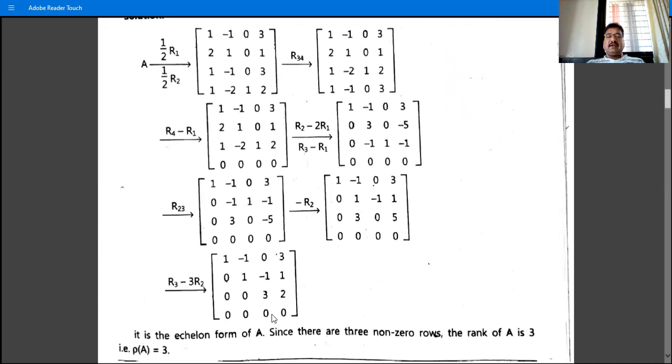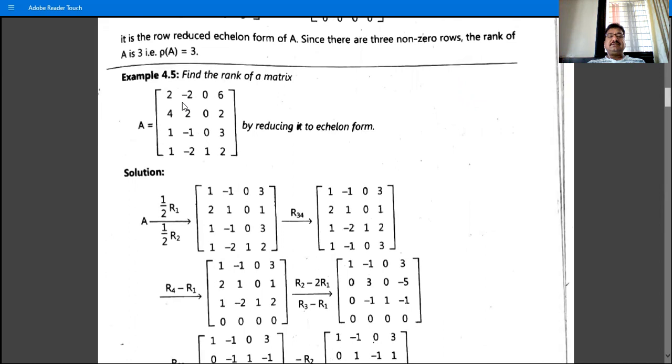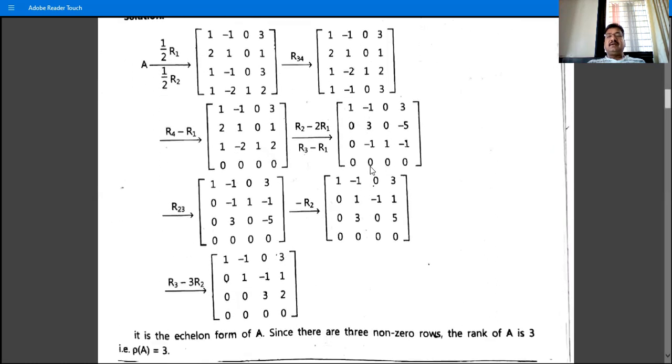So this is the row echelon form. So what is the procedure? First reduce this element to 1. Then reduce the elements below to 0, all 3 elements to 0. Then reduce this 3 to 1. So R23 and change the sign.